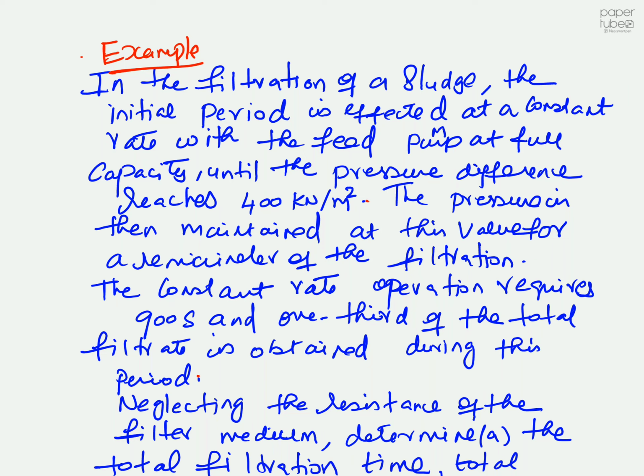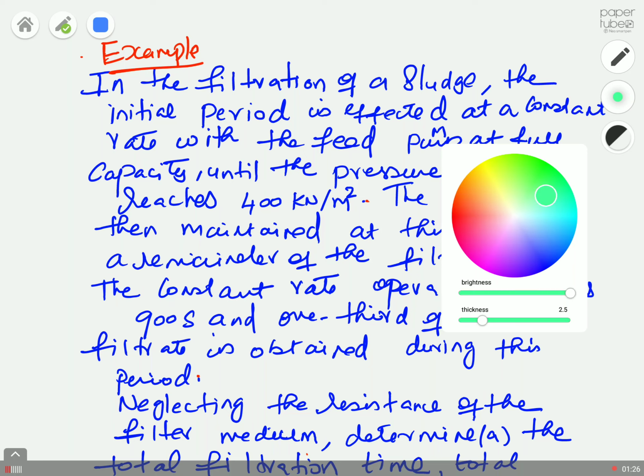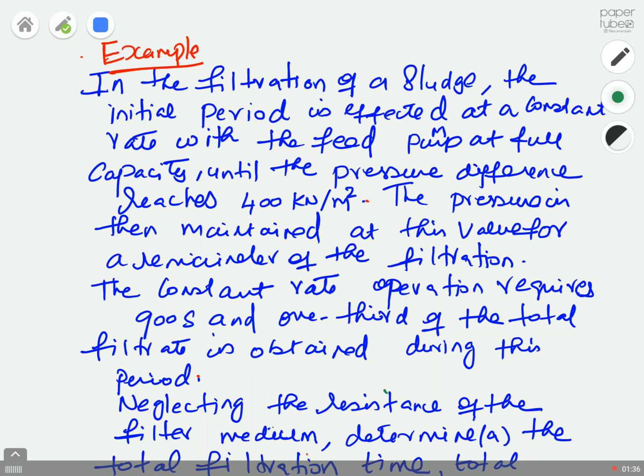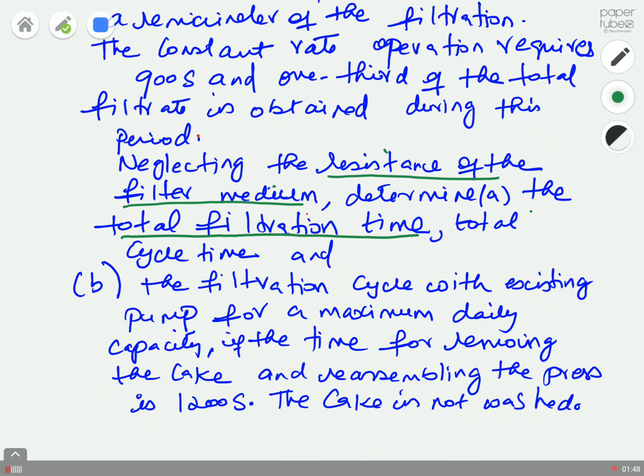Neglecting the resistance of the filter medium, we have to calculate, so the resistance offered by the filter medium we are going to assume is negligible, the total filtration time. That's something you need to calculate, and then you have to calculate the total cycle time as well. We will come back to what the cycle time is. This is the second part of the problem.